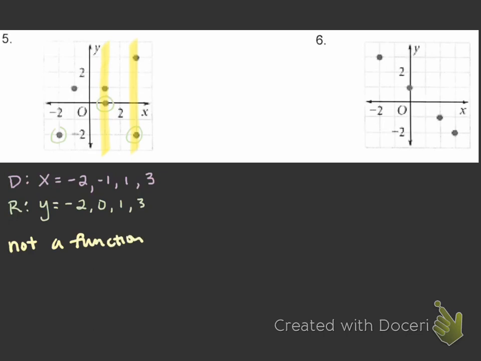All right, for our last one, looking at our domain, once again, we're looking at our x values in increasing order. So our lowest x value is at -2, and then we do have this coordinate point kind of hidden, which is when x equals 0. And then finally we have x equals 2 and x equals 3.